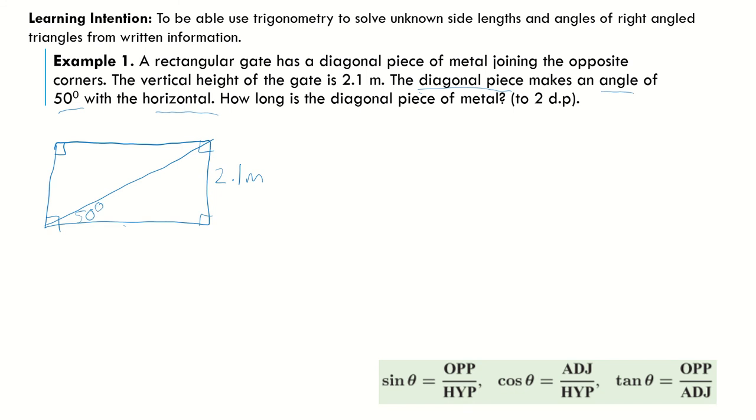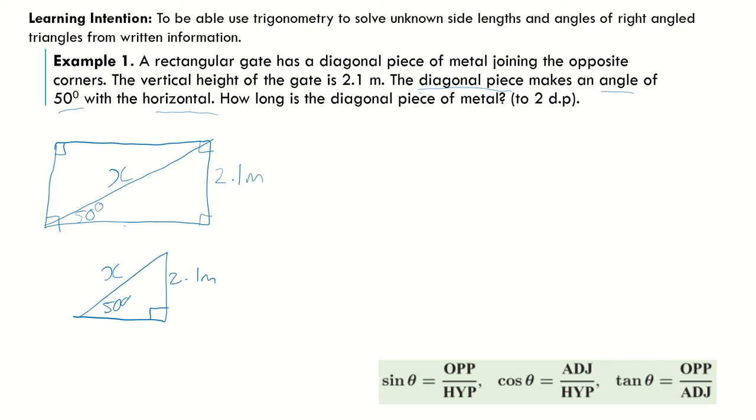How long is the diagonal piece of metal? So what we're trying to find out is this diagonal length. That's our x. That's what we're trying to find. So we simply have a right angle triangle. You don't have to redraw it, but I will just quickly. 2.1 meters high, 50 degrees between the horizontal and the diagonal piece, and then our x.